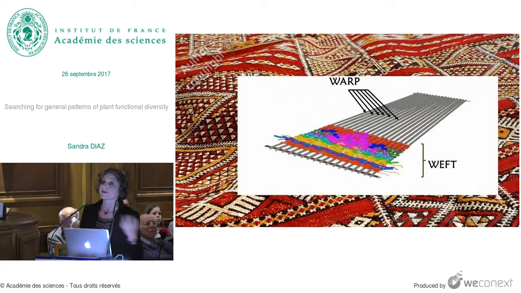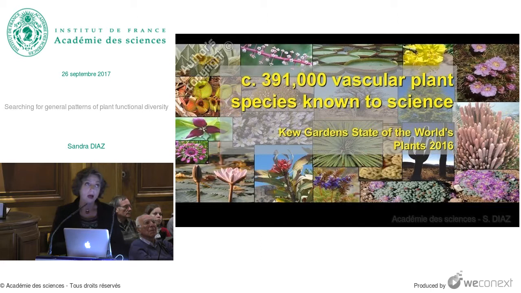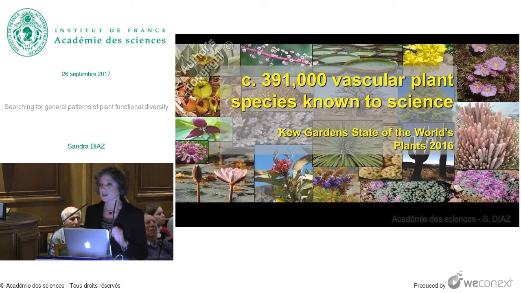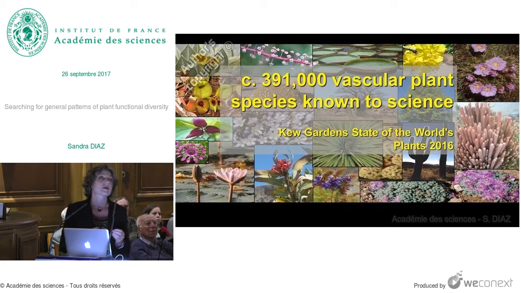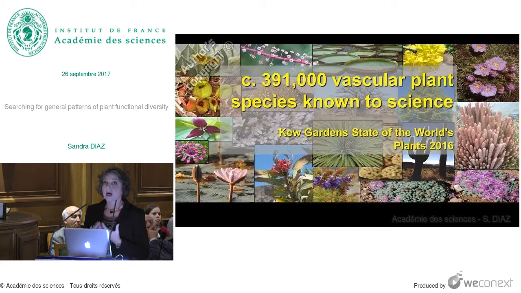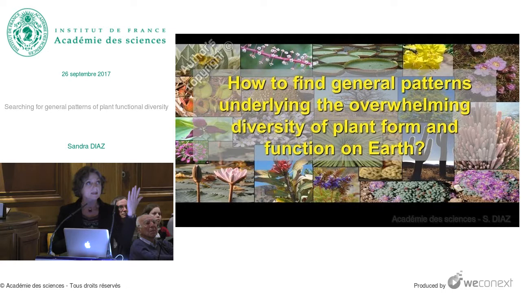So we could use this metaphor to refer to the fabric of life, to plant biodiversity on Earth. We know that there are about 400,000 vascular plants on the planet. We celebrate them. And at the same time, we know we cannot really understand each of these species in detail. So from the very beginning of plant ecology, perhaps before ecology was recognized as such, there has been a quest for identifying a small number of general principles, a small number of patterns of plant adaptive specialization syndromes underlying all this apparent variety.